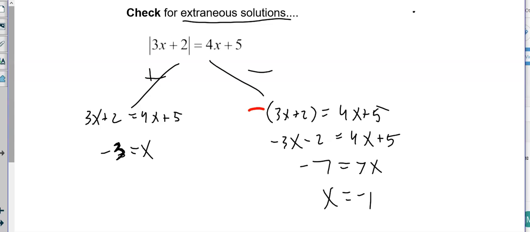So if I plug in negative 3, for x there, I get negative 9 plus 2 is negative 7. Here I get negative 12 plus 5 is negative 7. That seems to work. Okay, well, maybe this works.